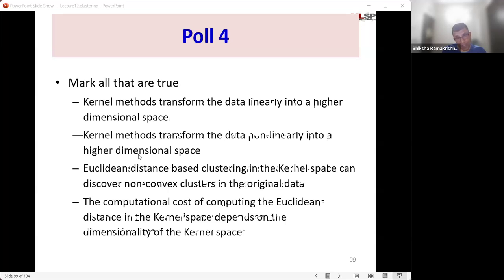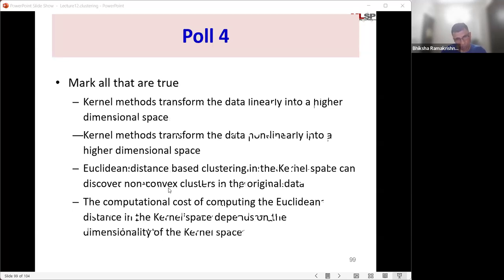So the second statement is true, correct? Kernel methods transform the data non-linearly into a higher dimensional space, and so it's not linear. What about the third statement? Euclidean distance-based clustering in the kernel space can discover non-convex clusters in the original data. True or false? Also true, right?